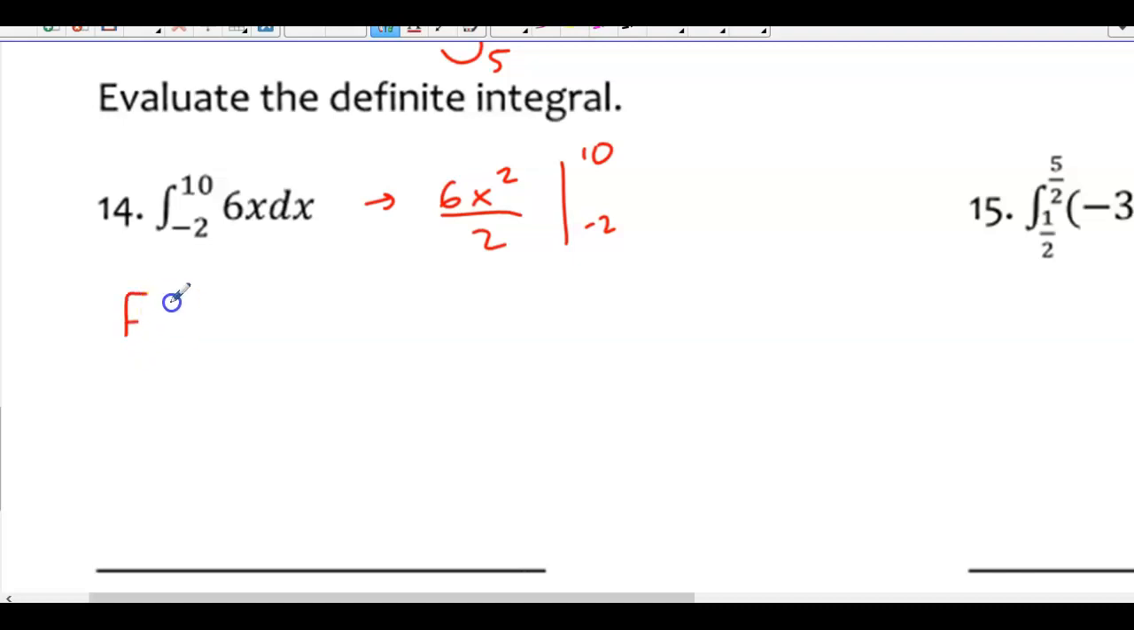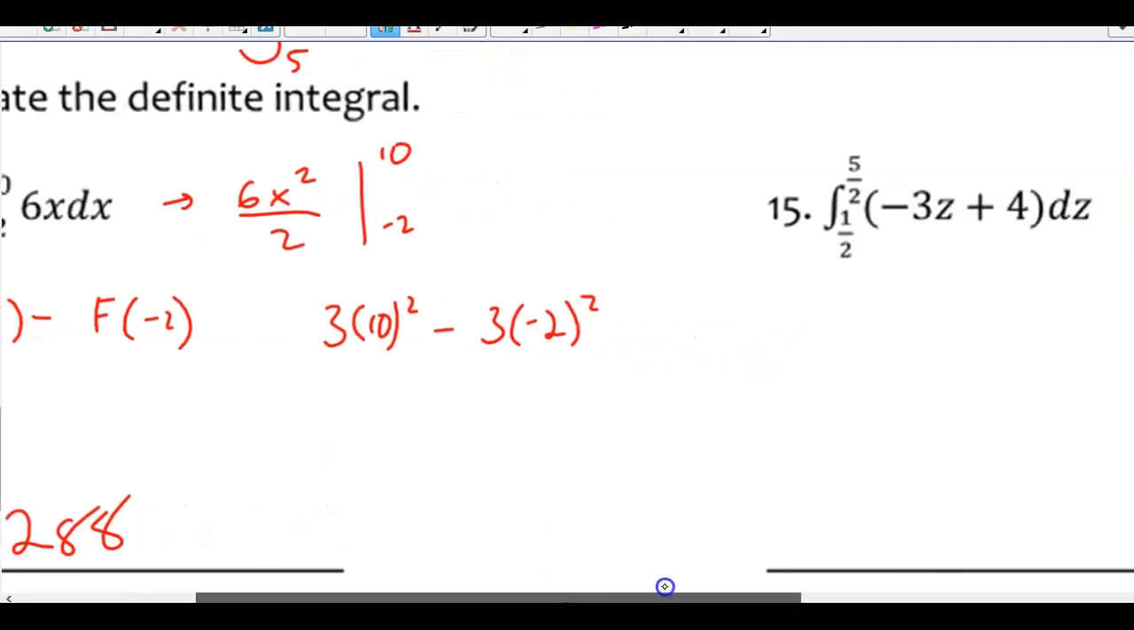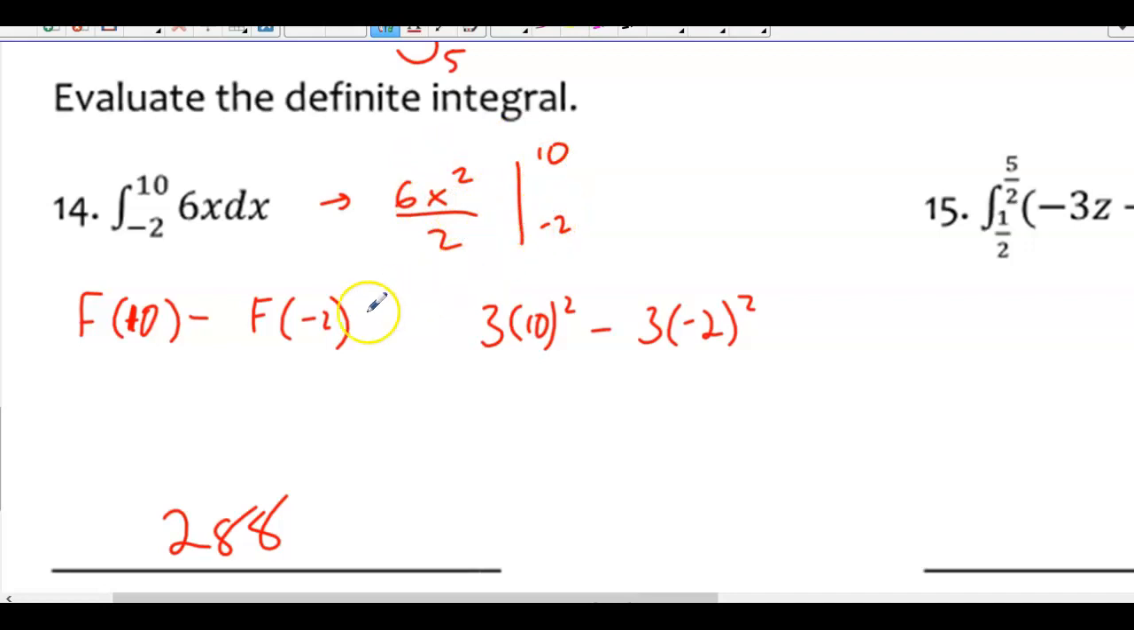And then f of 10 minus f of -2. I'm cool with that. You show me you integrated it. You show me that you're going to evaluate it from 10 and -2. But anyway, if you carry that out, that's 3x squared. So you'll have 3 times 10 squared minus 3 times -2 squared. And so 300 minus 12 is going to be 288. Again, that's work. Integrate, show me your intervals, and then show me you're going to evaluate it from 10 to -2.